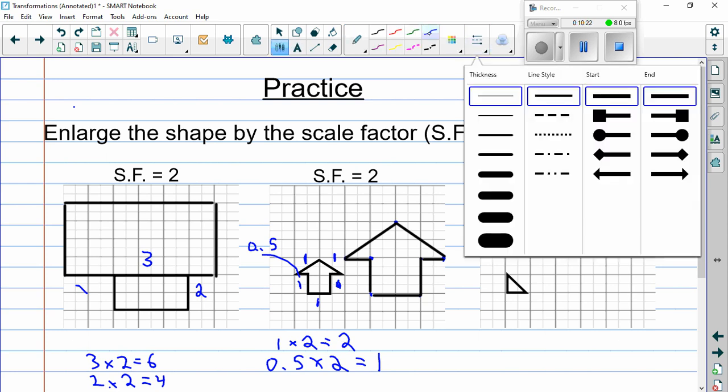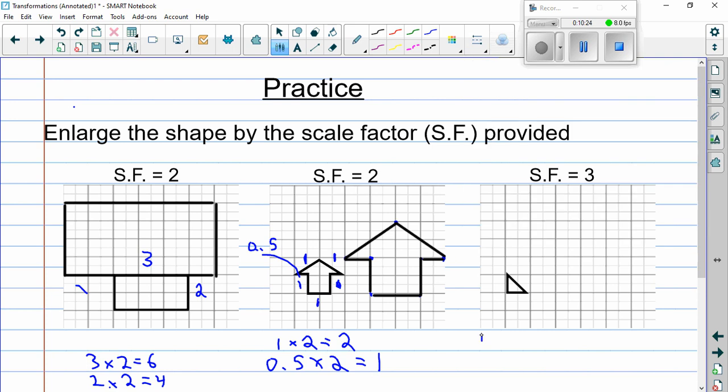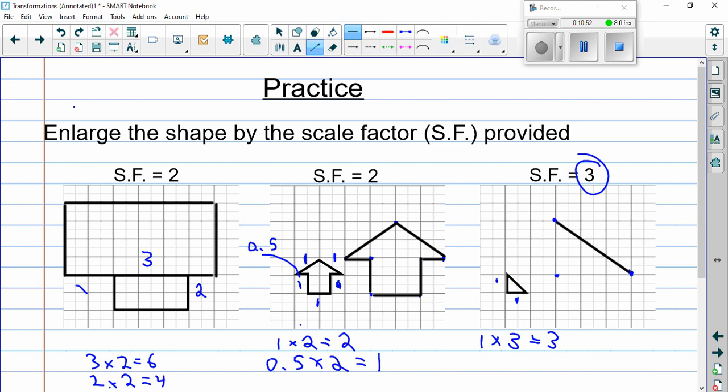So the last one we have to go through, we will have a scale factor of 3 here. So we're going to label our shape. We have one there and one there. We only need to have 2 lines because it's a triangle. We can just connect the third. So 1 times 3 is equal to 3. So we're going to make a point on our graph, go up 3 units, go back to that point, go right 3 units, and then we're just going to connect our 3 dots to form our enlarged triangle.